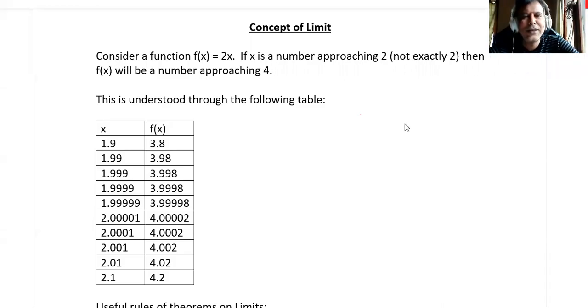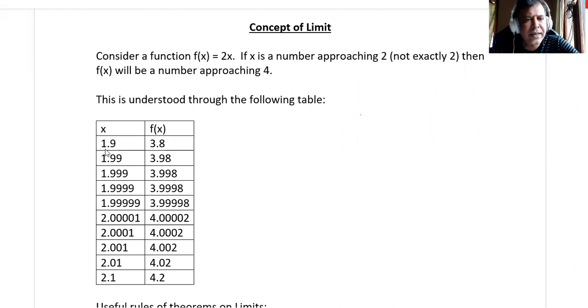Hello everyone. In this video, we'll understand the concept of limit. Let's consider a function f of x equal to 2x. If x is a number approaching 2, meaning not exactly 2, then f of x will be a number which will approach 4. Let's understand this through the following table.